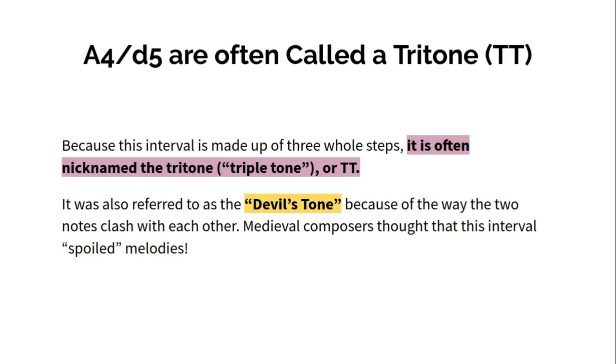Medieval composers thought that this interval spoiled melodies and entire pieces. So monks and medieval composers who worked for the church would oftentimes look through the music that people would write and try to find if there were any accidental tritones lurking around. And if so, you had to rewrite that part of the music so that set of notes did not exist. So it didn't bother anybody.